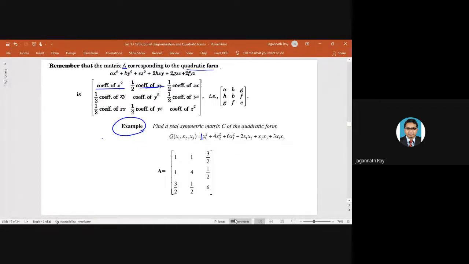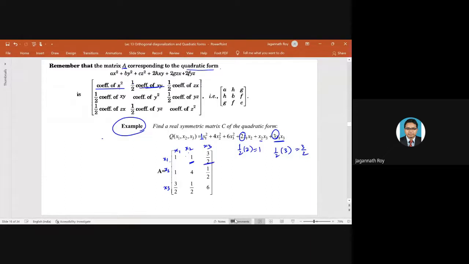x1 and x2. x1, x2, x3. Here it is x1, x2, and x3. So half of the x1, x2 coefficient, which is 2, so half of 2 is 1. So let us put 1 here. Then x1, x3: half of the coefficient 3, so this is 3 by 2. Let us write 3 by 2.